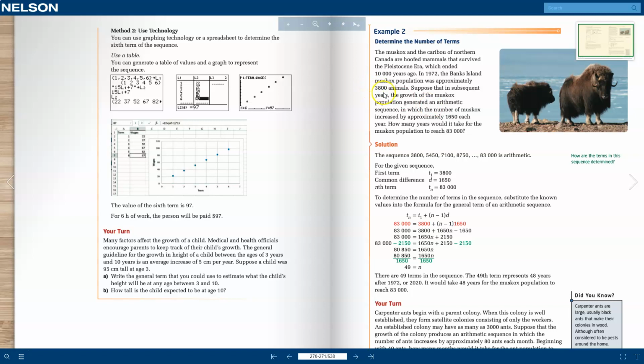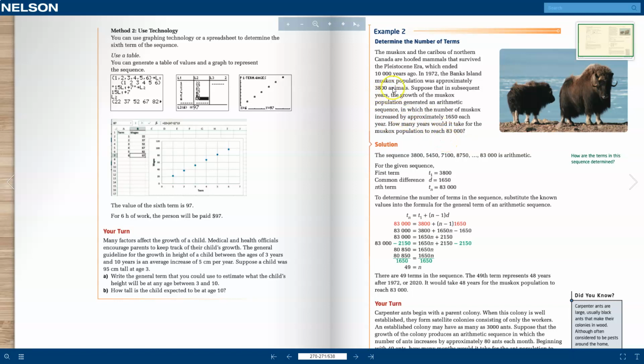So already you know that this is probably going to be the T1, because in 1972 that's the starting number of animals, and they're saying it's growing as an arithmetic sequence, meaning it's growing by a constant amount as well. So far we got that information, in which the number of muskox increased by approximately 1,650 each year. How many years would it take for the muskox population to reach 83,000?